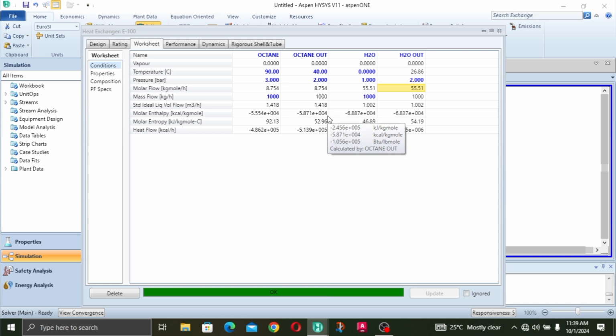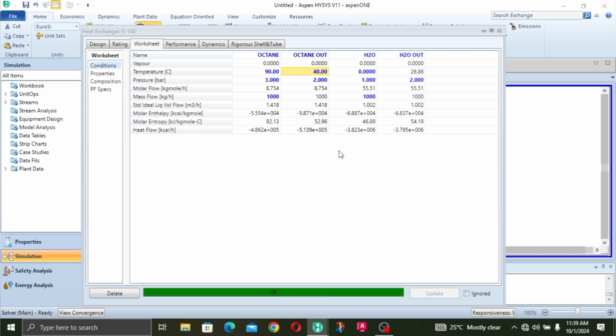But remember, temperature crossing, we still do not have a temperature cross. This temperature for the cold stream is still lesser than the temperature of the hot stream outlet. This is 40 and this is 26. 40 is greater than 26. With that, we do not have a temperature cross. But then let's do something.